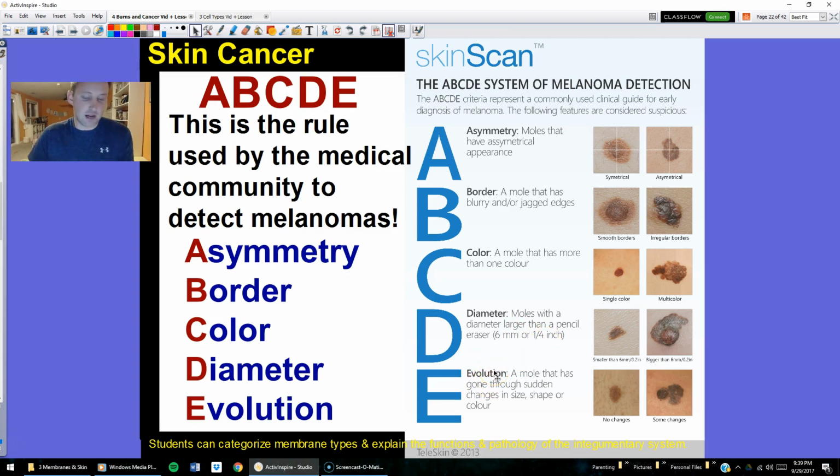Evolution, this isn't like macroevolution, this is just the life of this tumor. Has this tumor changed and grown over the course of its life? Has it evolved and changed? So that is the ABCDE rule. Again, I would write that down with a very brief description of each one. If you guys can see that, great; again, I'll just rewind the video and listen to my description if you can't read this diagram.